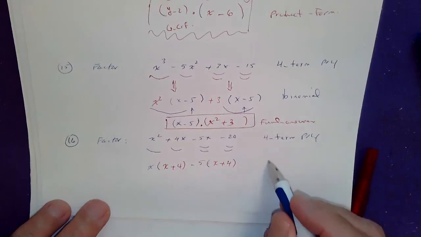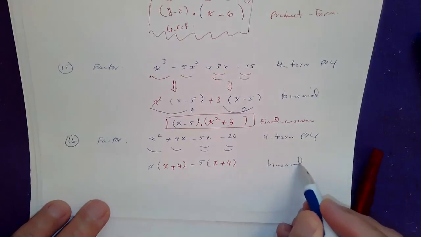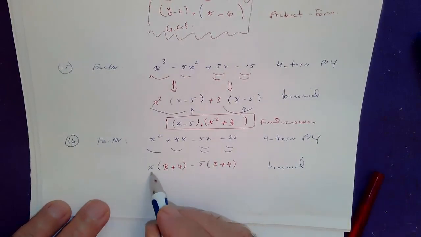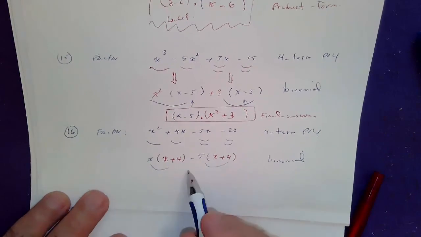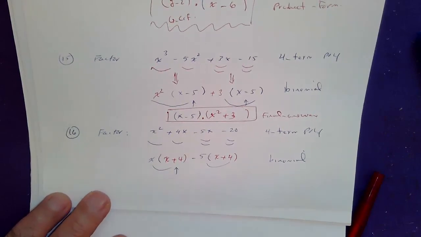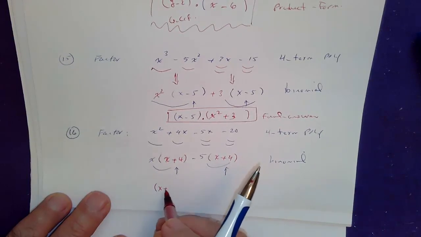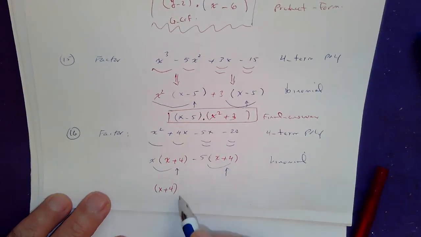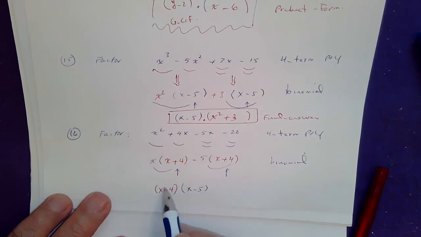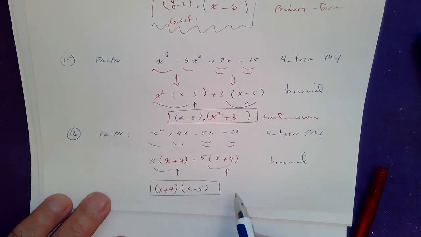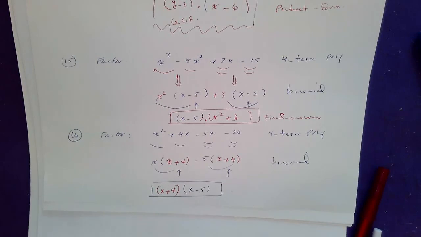But now this is a binomial. What exactly do these two terms have in common? x plus 4, so pull that out, or factor that out as the saying goes, and see what's left. What's left is x minus 5, final answer. Super easy sections.